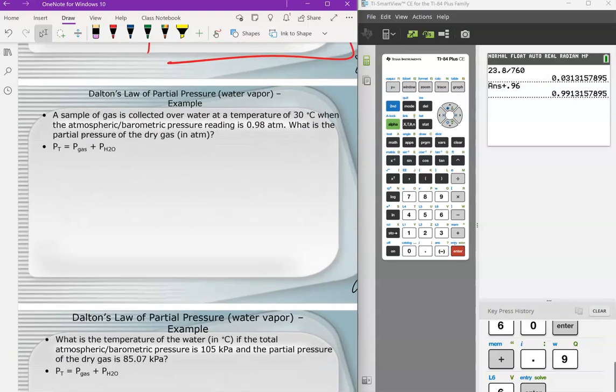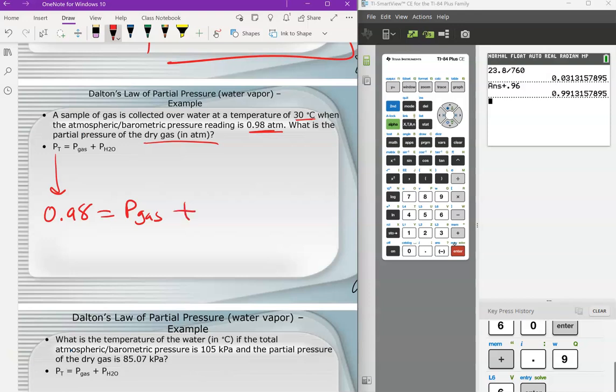Now we have our second problem. It says a sample of gas is collected over water at 30 degrees Celsius when the atmospheric barometric pressure is reading 0.98. What is the partial pressure of the dry gas in atm? So this time we are actually being provided the total pressure, and that is in atm. We're trying to solve for the pressure of the gas. That's what we're looking for.